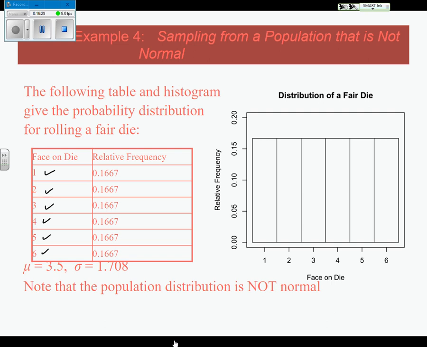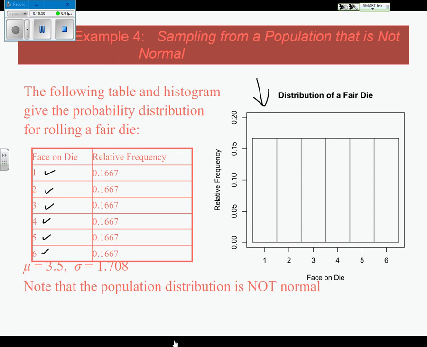And so if I was to make a histogram with this data, it would look like this. Well, that's not a normal distribution. That is called a uniform distribution because it's uniform all the way across.